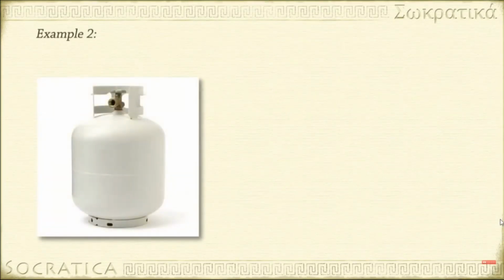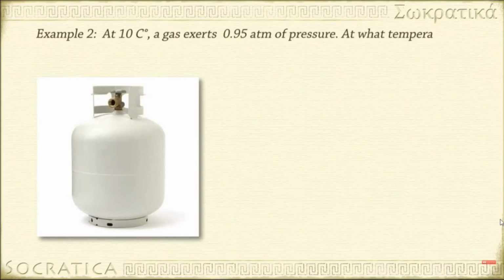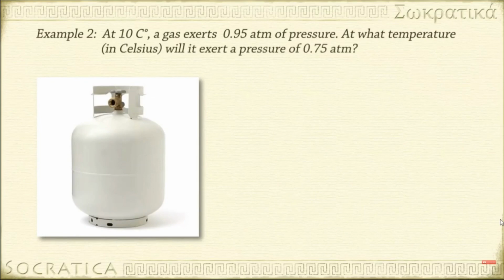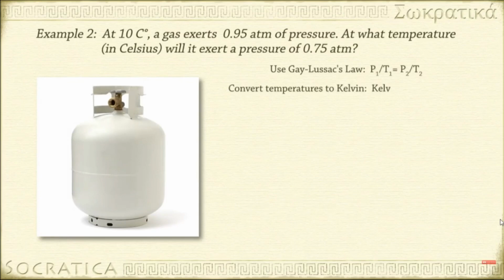Here's another example. At 10 degrees Celsius, a gas exerts 0.95 atmospheres of pressure. At what temperature in Celsius will it exert a pressure of 0.75 atmospheres? P1 over T1 equals P2 over T2. Remember, we have to convert temperatures to Kelvin. Kelvin equals degrees Celsius plus 273.15. So T1 equals 283.15 Kelvin.